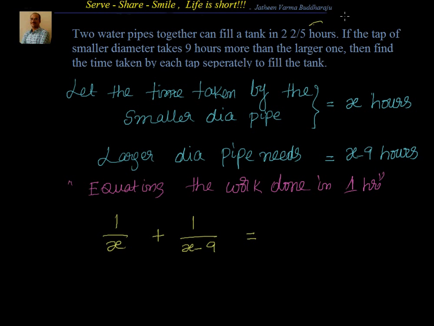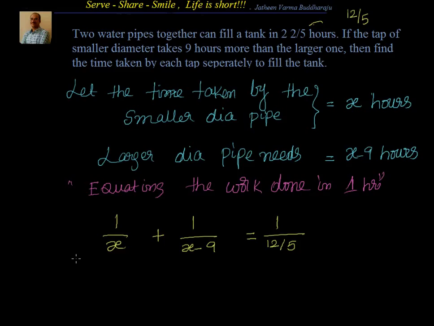2 1/5, which is nothing but 12 by 5. Can I say 1 divided by 12 by 5? This should be pretty clear. What we are saying is that we have been given two water pipes which together can fill a tank in 2 1/5 hours, 12 by 5 hours.